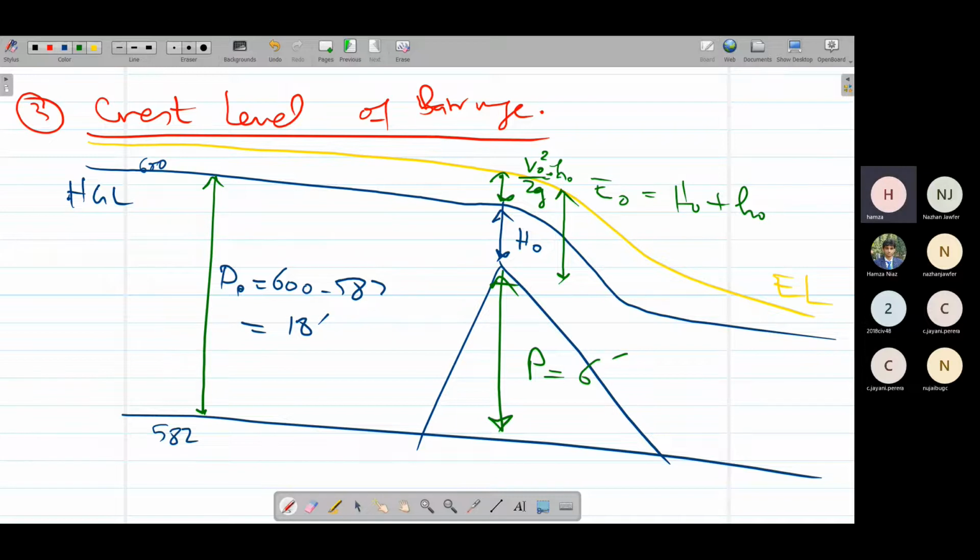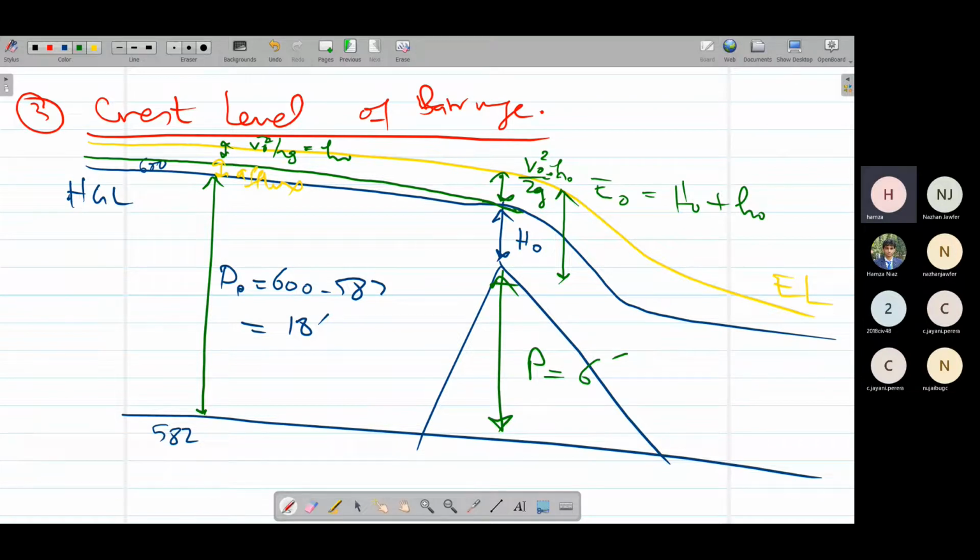But due to construction of the barrage, there would be some damming action upstream of the barrage. For example, the blue line was the normal flow. This green line shows the damming action, which would cause some rise in the upstream level. We'll call this efflux. We do not know this value, so we'll have to assume it. And again, this velocity head is the same, E naught square over 2g, again the h naught.